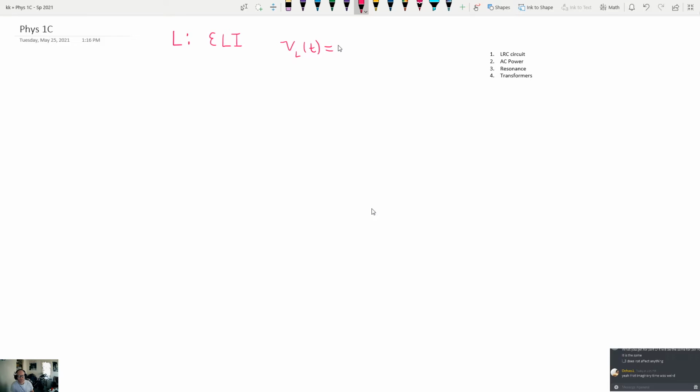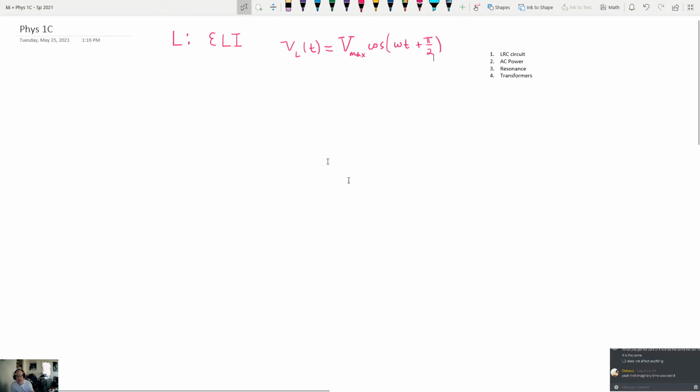That's going to look something like this. It's going to be V max times the cosine of omega t. This is where these are all going to differ. All of these are going to start the same way: VL of t is V max cosine of omega t something. Now, in this case, the EMF needs to be ahead of the current. The EMF leads the current, and it's going to lead the current by pi over 2. So here we're going to write plus pi over 2.